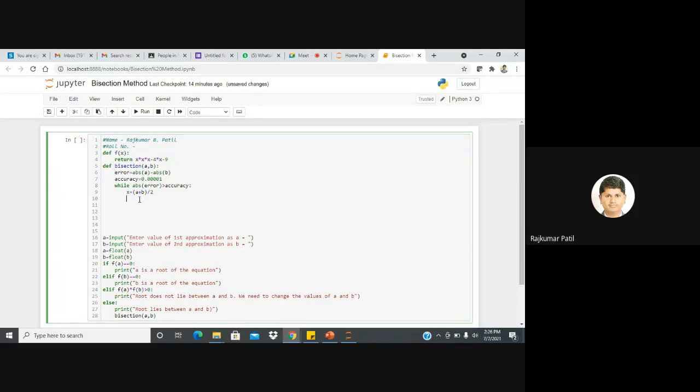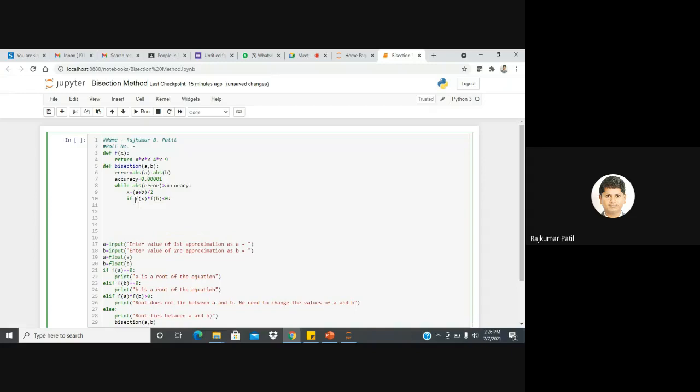So we write here x is equal to (a plus b) divided by 2. So we have next iteration. Now if f of x multiplied by f of b, or f of a, is less than 0. If this condition is true, then what we will do, we will assign a equal to x.